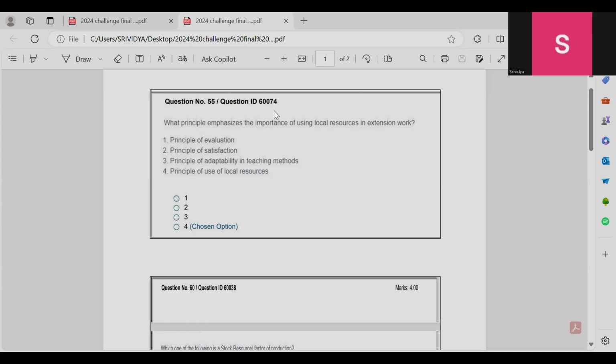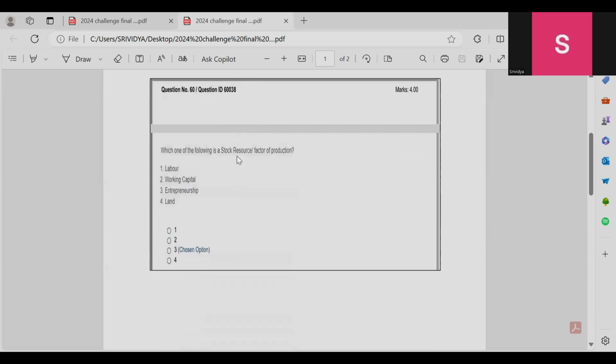That is question ID 60074. What principle emphasizes the importance of using local resources in extension work? The principle of evaluation, the principle of satisfaction, the principle of adaptability in teaching methods, the principle of use of local resources. The answer key was given as option 4. But in the principles of extension, the principle of use of local resources doesn't exist. As the question says, the recommendation should be adaptable to the local conditions of the farmer. So the appropriate answer could be the principle of adaptability in teaching methods. So, the answer can be claimed as option 3.